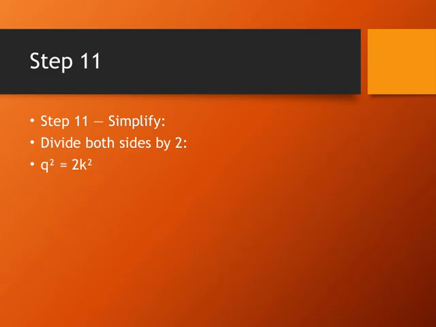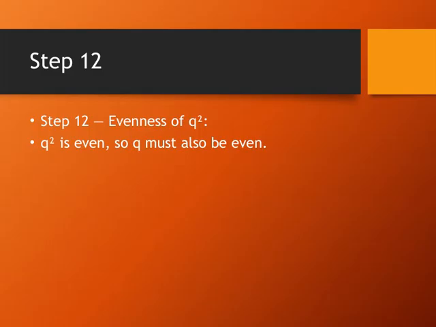Q squared equals 2 times k squared. This step is crucial because it allows us to analyze the properties of q and k more easily. By simplifying the equation, we're setting the stage for the next logical steps in our proof. It's a simple move, but it has a big impact on how we understand the relationship between q and k. This step also illustrates the power of algebraic manipulation in revealing deeper truths, something that's central to the overall theme of proving irrationality.